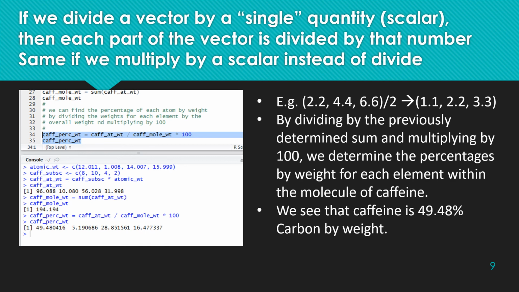Okay, so we are taking the atomic weights, so how much of caffeine is carbon, and then dividing by the sum, the caffeine molecular weight was the sum, and multiplying by 100. So really what we're calculating here is a percentage. What percentage of caffeine is carbon? What percentage of it is hydrogen, and then nitrogen, and then oxygen? So what we've calculated here is that caffeine was about 49.48% carbon by weight, and so on.